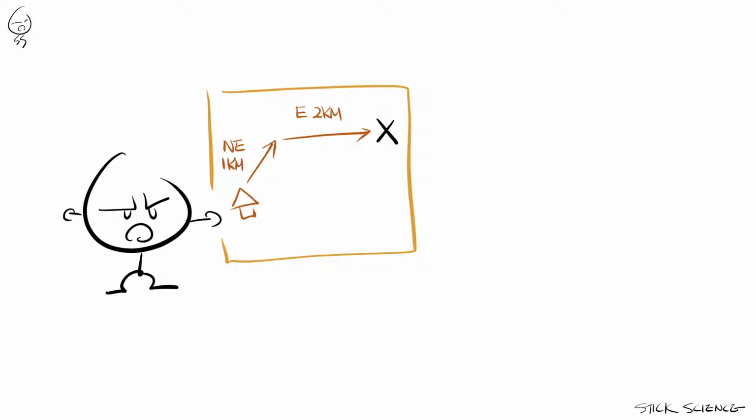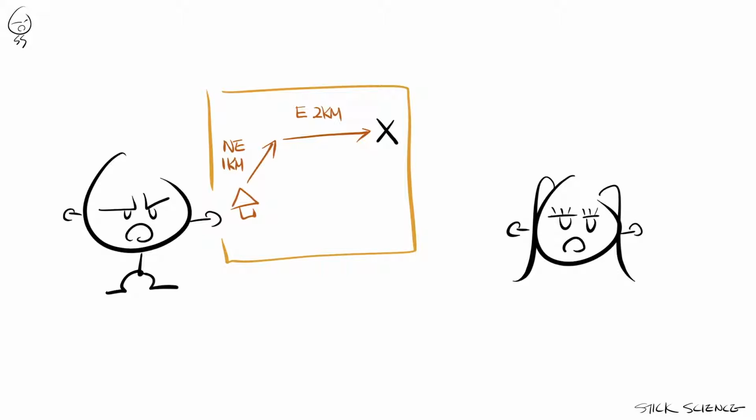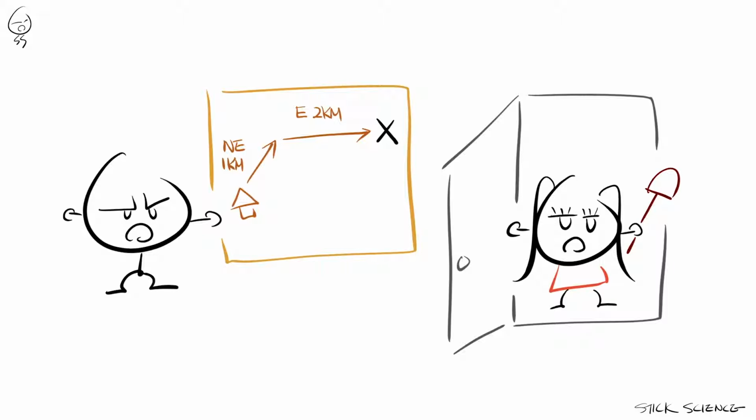Easy enough, right? Unfortunately, Mr. Stick couldn't keep this secret from Miss Stick, and she's already walking out the door with a shovel. Because she's the faster runner, Mr. Stick has no choice but to find a shortcut.